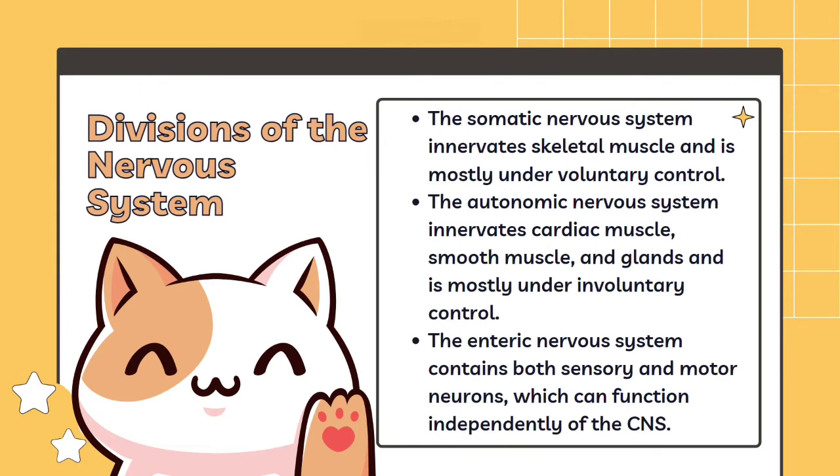The somatic nervous system innervates skeletal muscles and is mostly under voluntary control, whereas the autonomic nervous system innervates cardiac muscles, smooth muscles, and glands and is mostly under involuntary control. The autonomic nervous system is divided into sympathetic and parasympathetic divisions, and the enteric nervous system contains both sensory and motor neurons, which can function independently of the central nervous system.